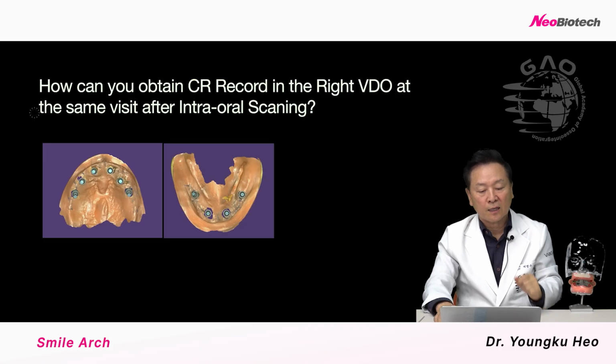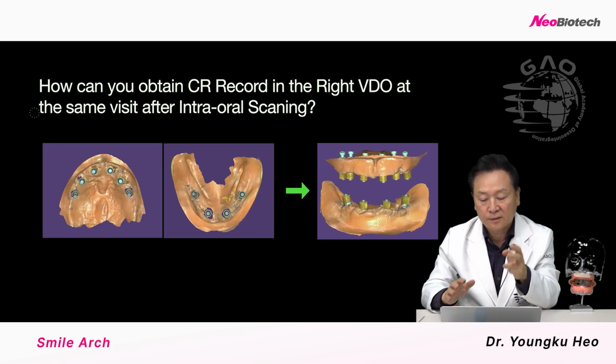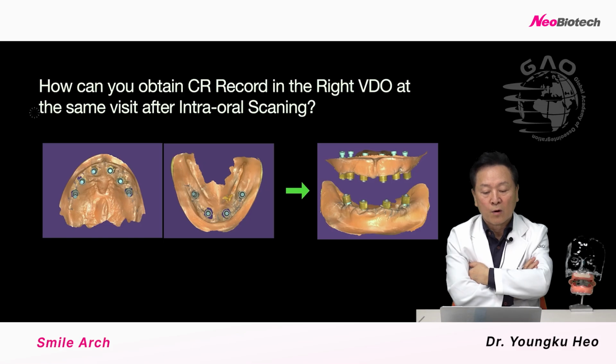So the question is, how can we obtain the CR record in the right vertical dimension at the same visit after intraoral scanning? It's very difficult to scan after the surgery, because there's a lot of blood and unstable soft tissue. So this is the most difficult part, to mount the upper and lower arch after scanning this data. This is a very difficult situation.